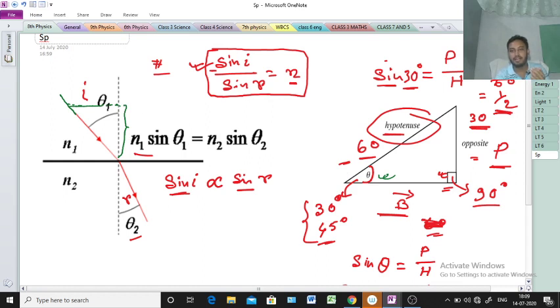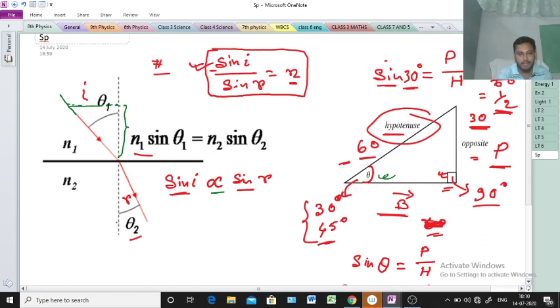Sine I means sine of angle of incidence. What is sine I? Sine of angle of incidence is linearly proportional. This symbol is the linearly proportional symbol. That is a deep idea. Sine of angle of incidence is linearly proportional to the sine of angle of refraction.